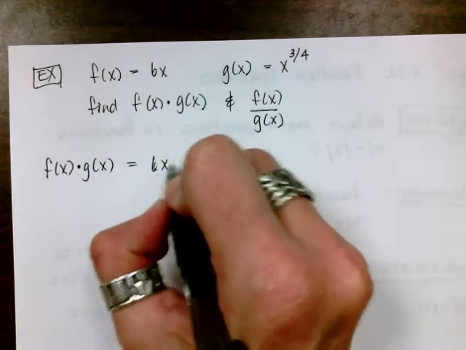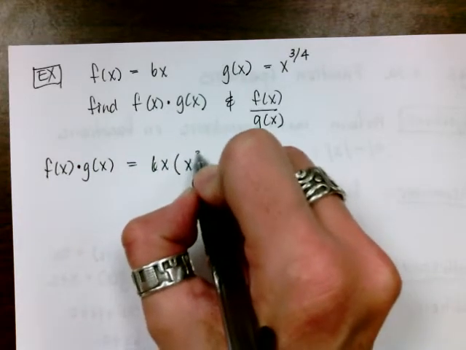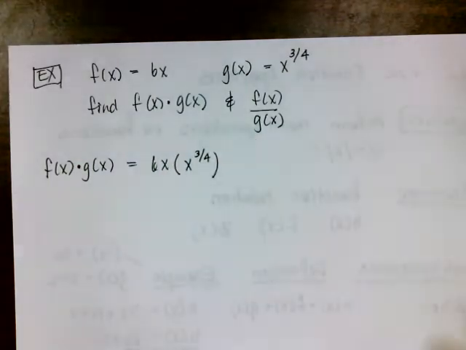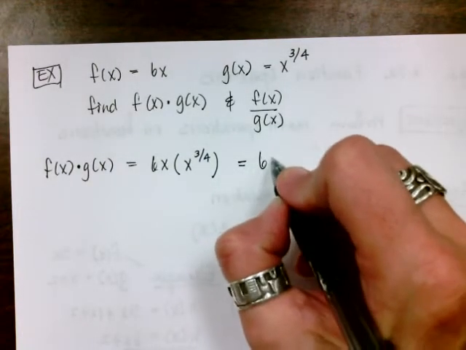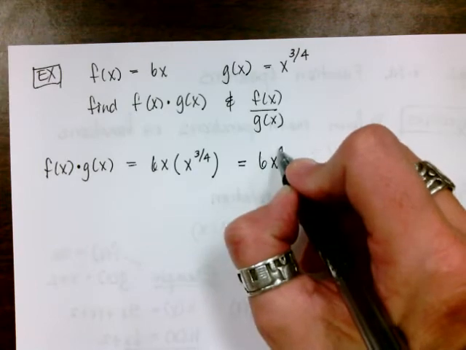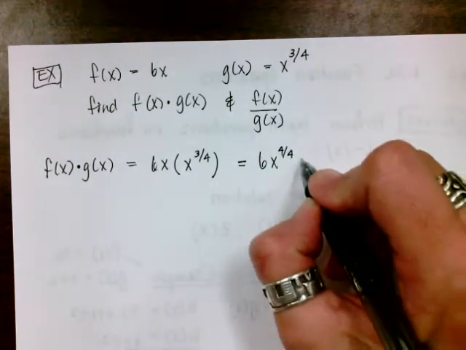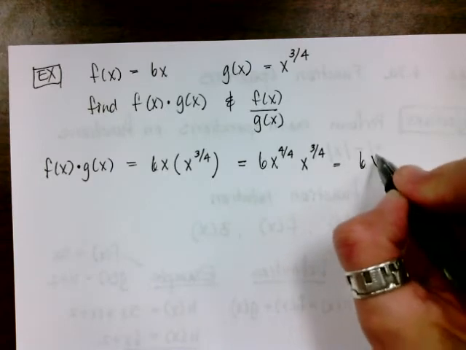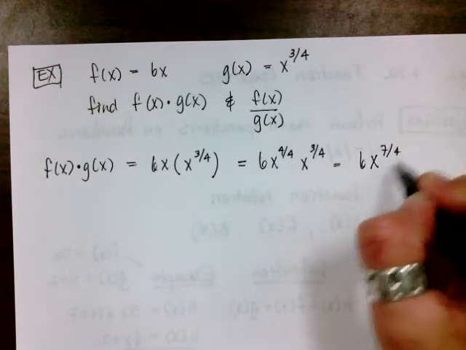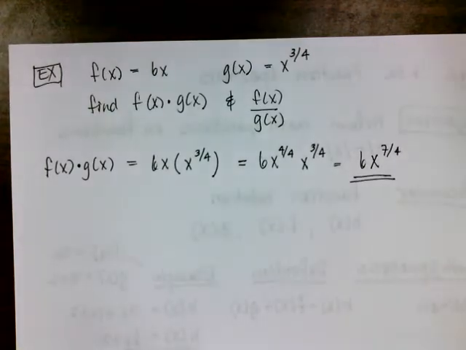Here's f of x, and then here's g of x, x to the 3/4. And remember all the work that we've been doing with our fractional exponents. This would be 6x to the 4 over 4 times x to the 3 over 4. So that's going to give me 6x to the 7 over 4. And that's my answer for the multiplication.